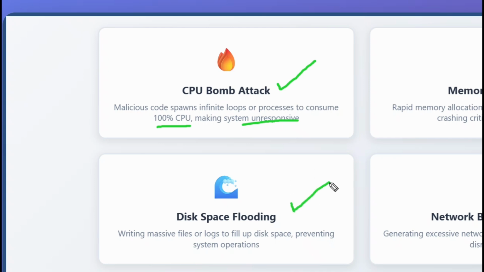And the third attack vector was disk space flooding. So writing massive files or logs to fill up disk space, preventing system operations. Basically, what it means is the containers can write massive logs or files, temp files, filling up the disk. So once the system file is full, the system operations will fail. There is no way or scope to fill once it was filled. So no new containers can start, and even if the services are running, they may go down. Okay, so that is the third one.